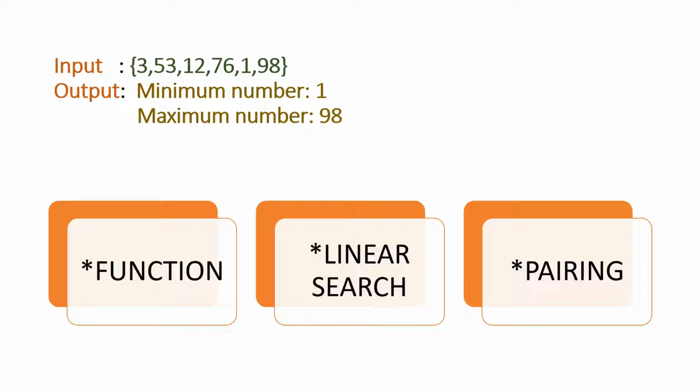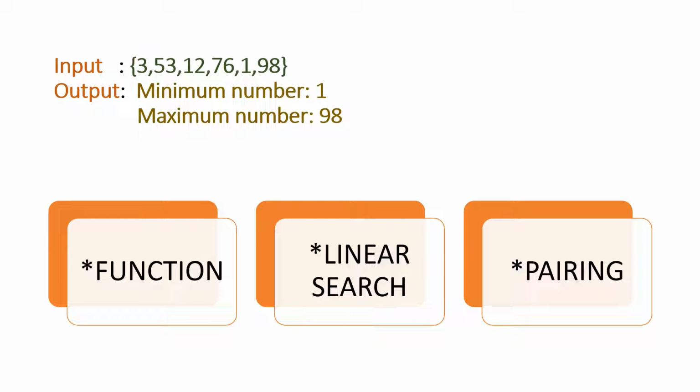There is a number of elements in an array which is only of data type integer. We can consider even double. So when it comes to output, the minimum value we have in this array is 1 and the maximum value we have in this array is 98. So that will be our output. The methods we can use here are function, linear search, and pairing. There are three methods. There are more methods. You can Google it and find it out.